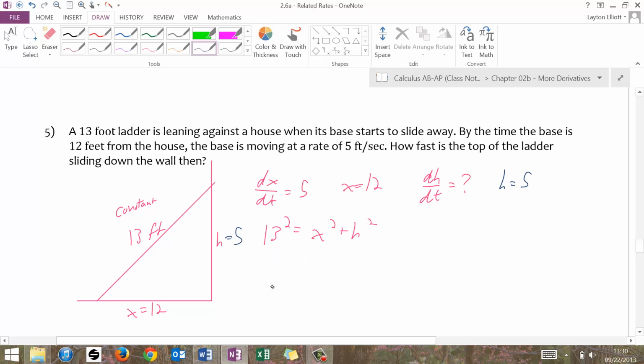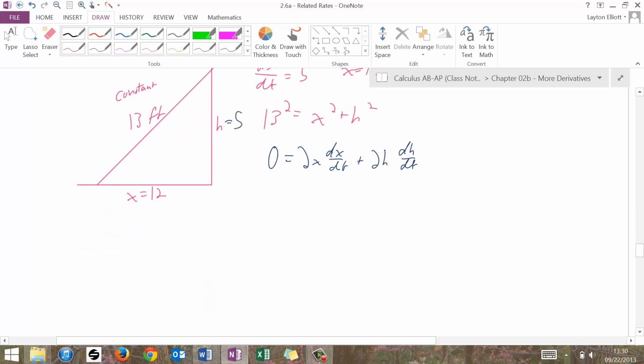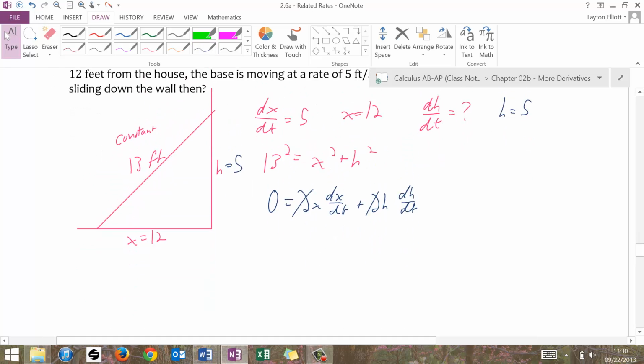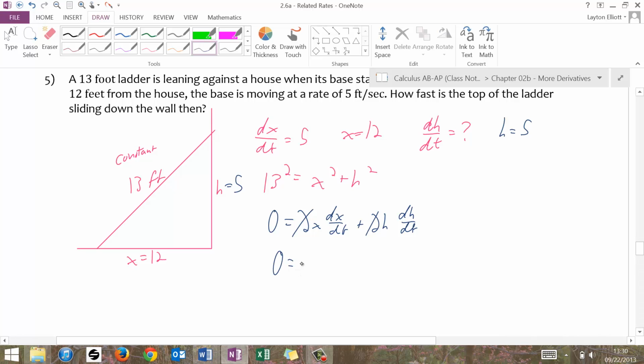So when I derive this, we get 0 is equal to 2x dx/dt plus 2h dh/dt. I can cut the 2's out again, and I get 0 is equal to 5 times 12 plus 5 times dh/dt. And that would mean that dh/dt is equal to negative 12. I mean negative 12 feet per second. And it's negative because it's sliding down. That makes sense.